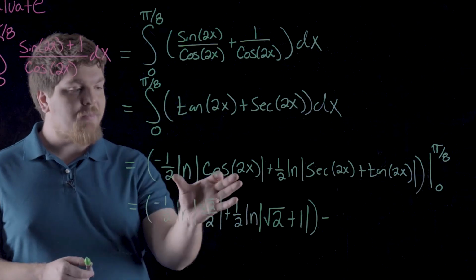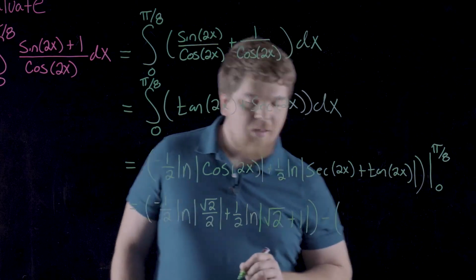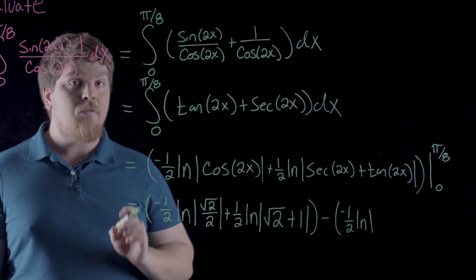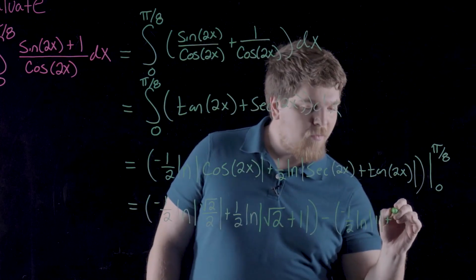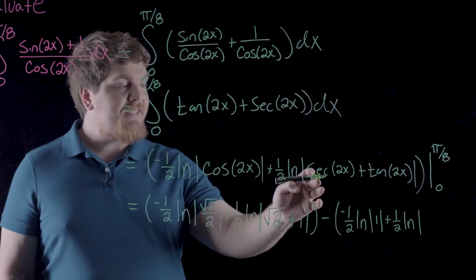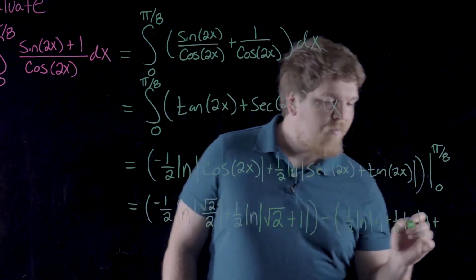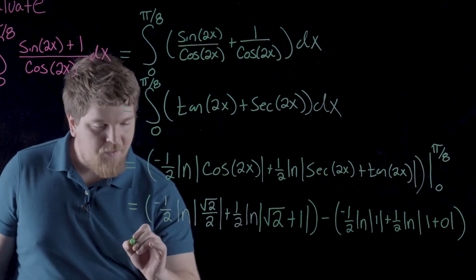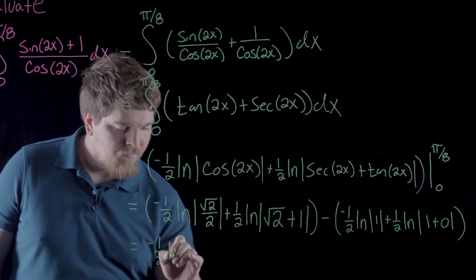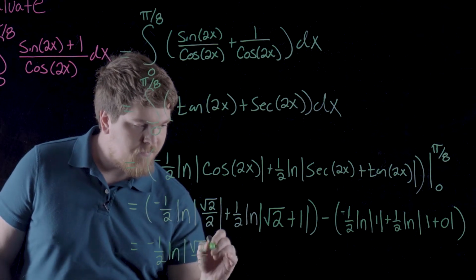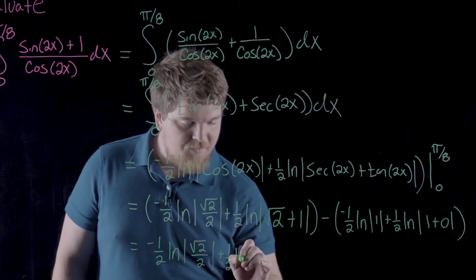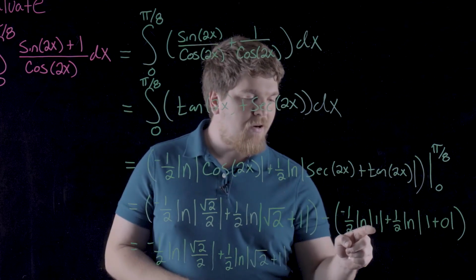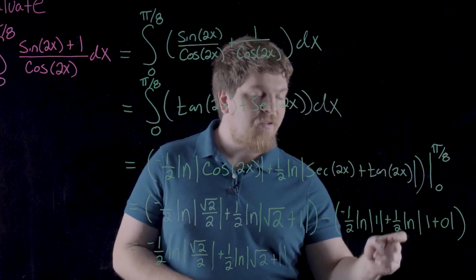Next, we'd like to subtract off what we have when we substitute in 0. So from here, we will have a minus negative 1/2 natural log of the absolute value of cosine of 0, which is 1, plus 1/2 times the natural log of the absolute value of secant of 0, which is also 1, plus tangent of 0, which is 0. So from here, we see that we have negative 1/2 natural log of the absolute value of the square root of 2 divided by 2, plus 1/2 times the natural log of the absolute value of the square root of 2 plus 1, minus negative 1/2 times the natural log of 1, which is 0, plus 1/2 times the natural log of 1, which is also 0.